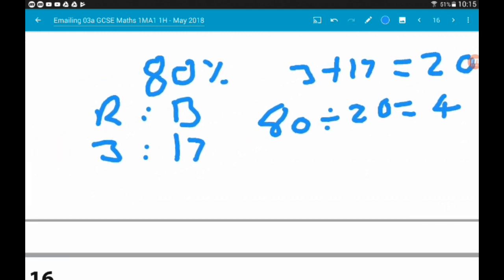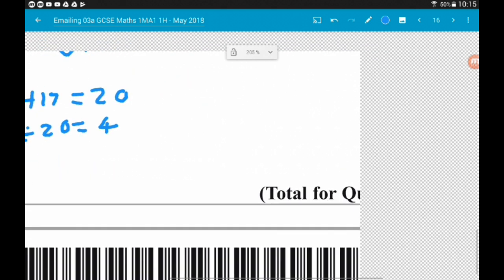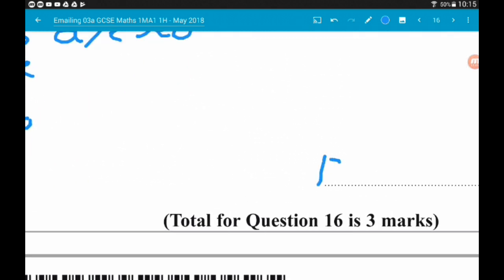So 4 times 3 gives us 12%. That's what we're after. 4 times 17, it would give us 68%. We're not interested in that though. We are interested in the 12%. So you could write that as a decimal, 0.12. You could even write it as a fraction, because they are all the same stuff, but we might as well just leave it as a percentage.